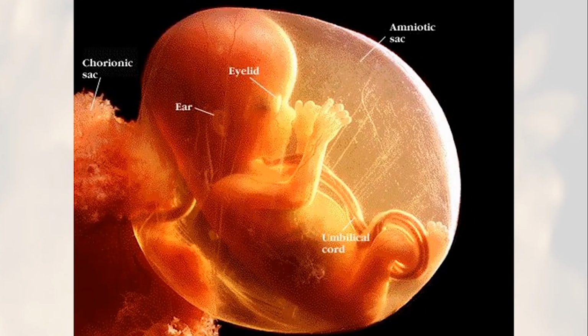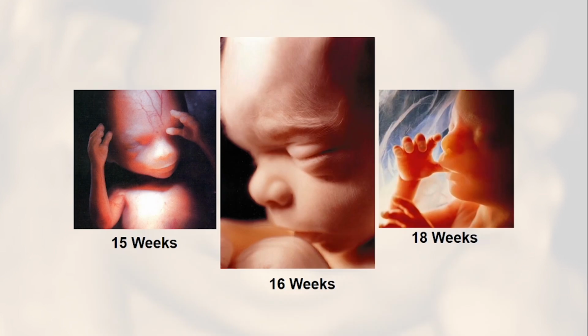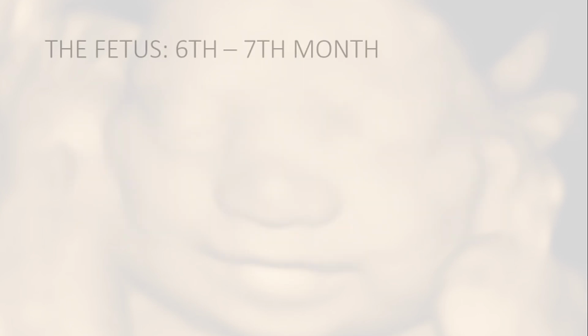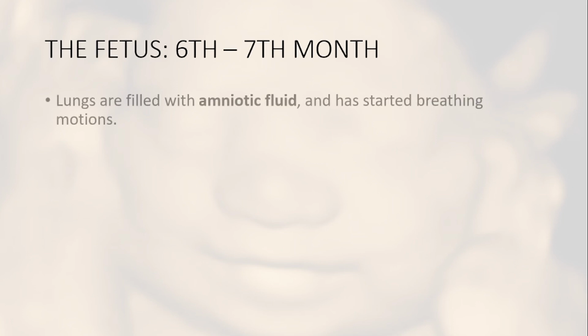Okay, so this is the fetus at about the 4th to 5th month. And it's taking more shape, looking more human. You can see the eyebrow already visible by the end of the 4th month, and then about the 5th month as well.